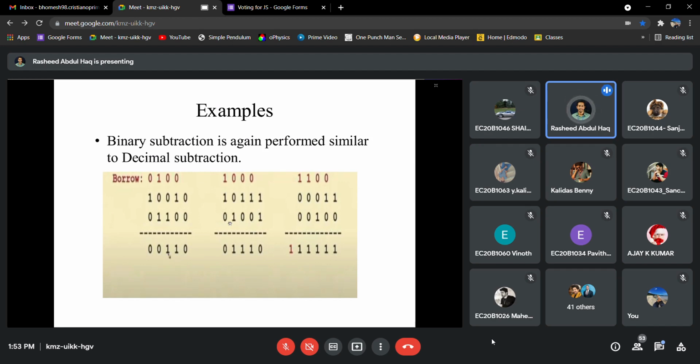And this one, here already we are having a borrow of minus 1. That gets negated and we get 0 as answer. And the next step, 1 minus 0 is actually 1. But we have a borrow of minus 1. So that is also negated.